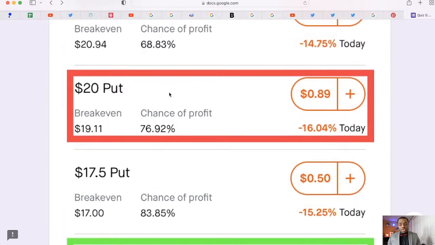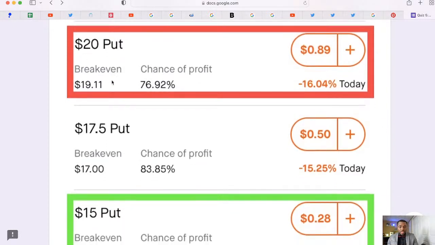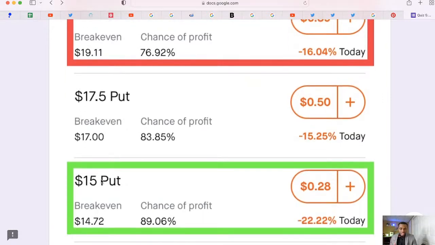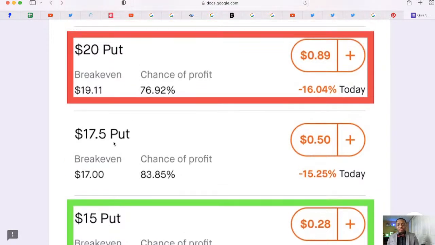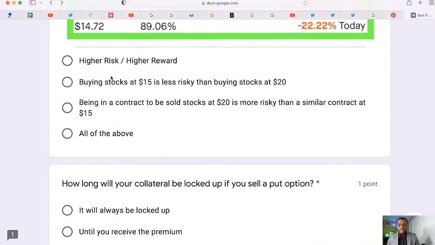Because think about it. You're getting into a contract telling someone that they can sell Neo to you if it goes in their favor at $20. They can sell you 100 shares at $20. You would be taking way less risk if you agreed to buy it for way cheaper. You agreed to be sold it at 15. That's less risky than agreeing to sell it at 20. So let's take a look at the answers.